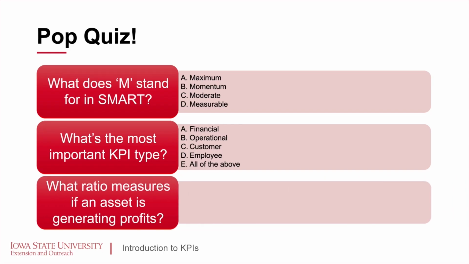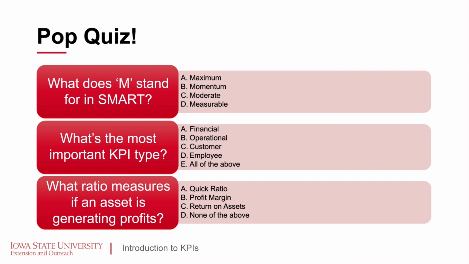What ratio measures if an asset is generating profits? Is it A, the quick ratio, B, the profit margin, C, return on assets, or D, none of the above? If you need extra time to determine each answer, feel free to pause the video now. We'll show the answers in just a few seconds.